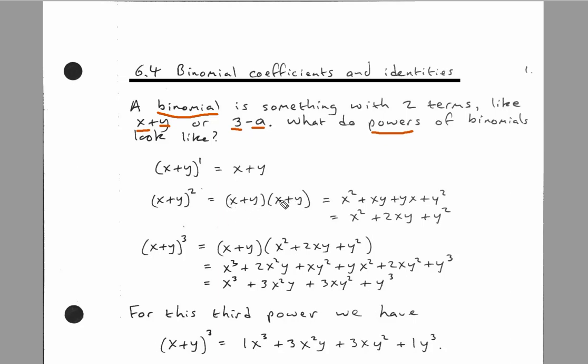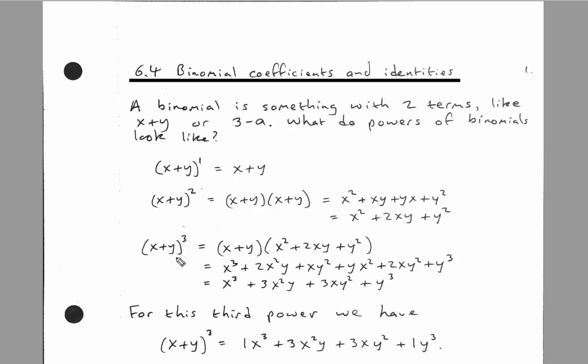So if you remember foiling, you could FOIL this out. The first, inner, outer, and last combinations. Then we get two like terms, so xy is the same as yx, so we get two of those. Okay, so combining those like terms, the answer is x squared plus 2xy plus y squared. That's the second power of x plus y.